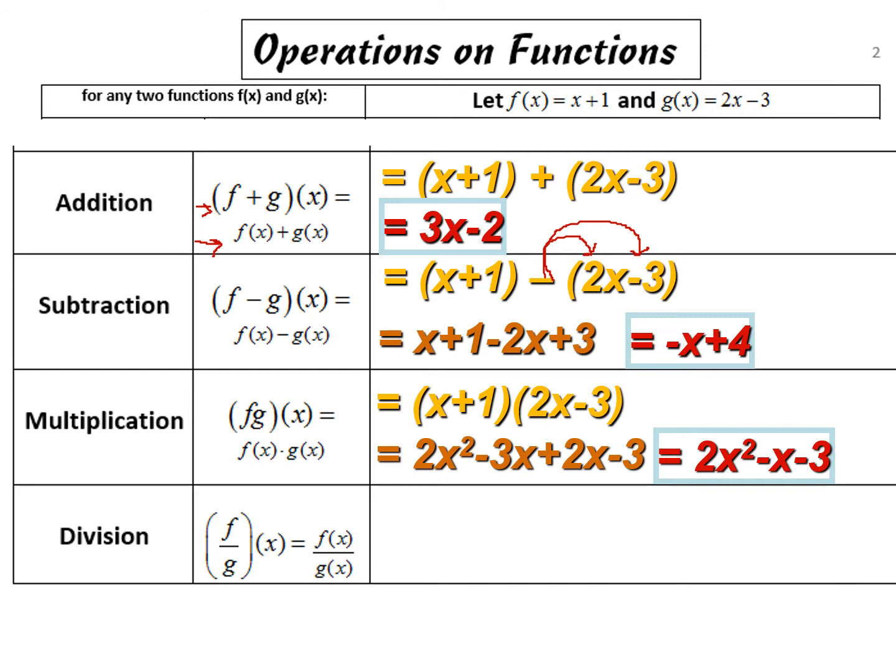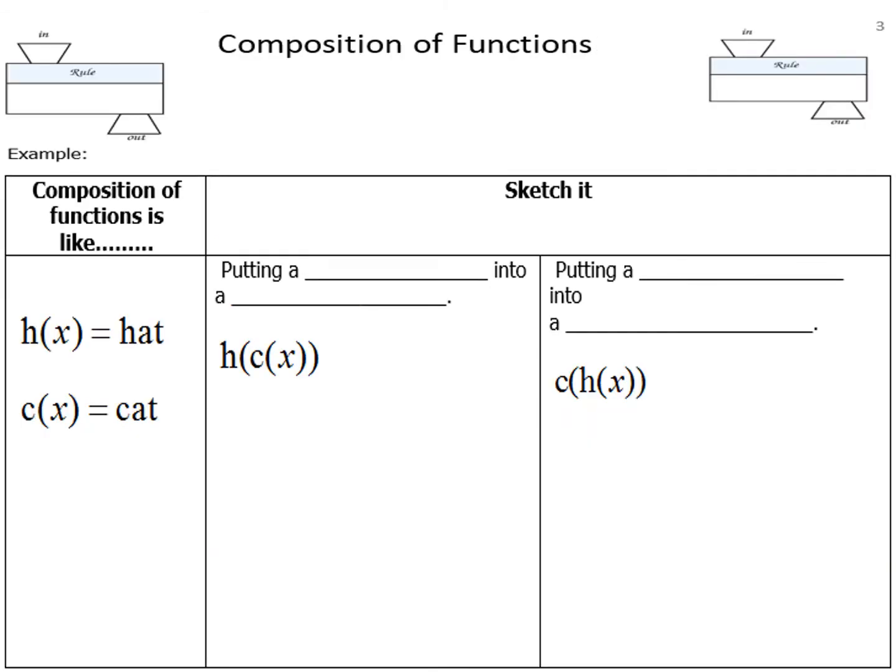Last here is division. We can divide the two functions. F on the top, which is x plus 1. G on the bottom, which is 2x minus 3. We can't do anything with that. So that was the final answer.